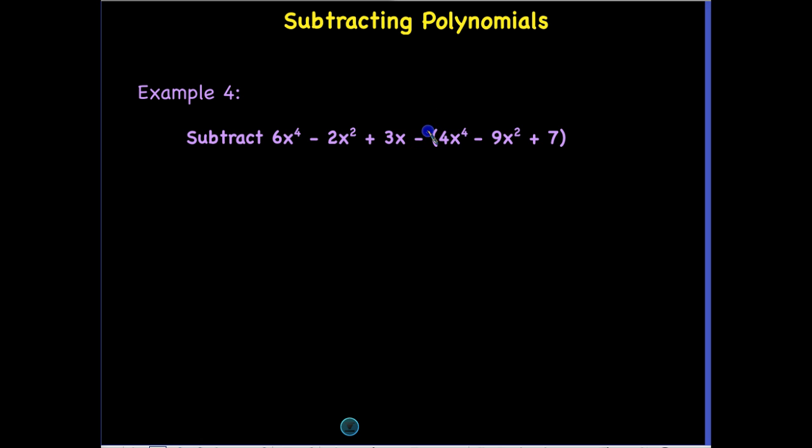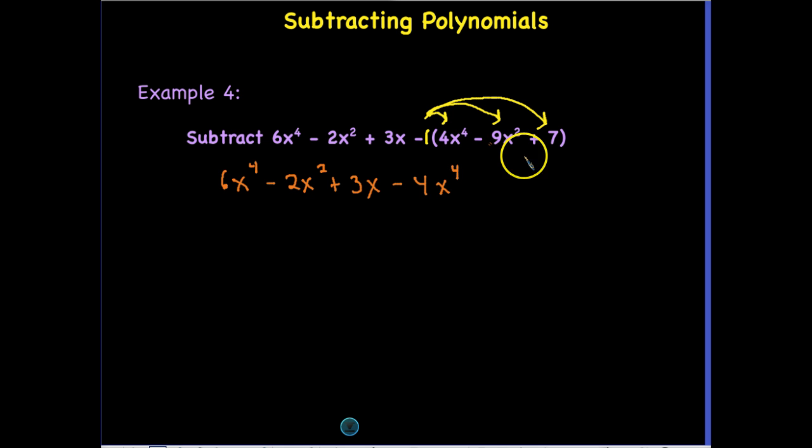So remember that I have a minus 1 here, and I need to distribute that to each term in parentheses in order to remove the parentheses. So before I do anything, before I combine like terms or even identify like terms, I would go ahead and distribute the minus 1, and I would get, so minus 1 times positive 4x to the 4th is negative 4x to the 4th. And then a minus times a minus 9 is a positive 9x squared. And then a minus 1 times a positive 7 is a negative 7.